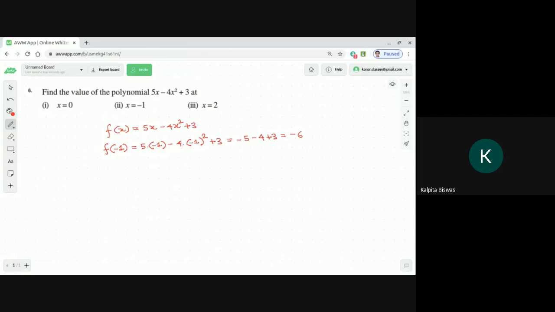Yes, sir. I also got -6, but didn't get the marks over there. So I just wanted to confirm whether the answer I wrote was right. Okay, your statement is absolutely valid. I'll check your answer also.